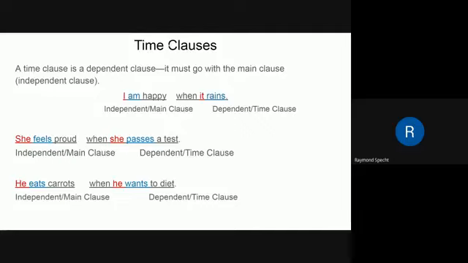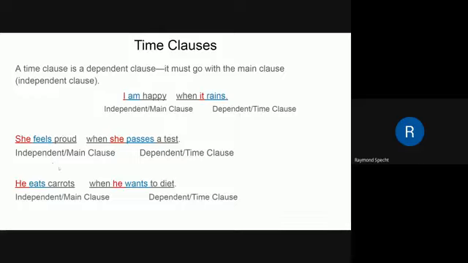All right, let's go over time clauses. A time clause is a dependent clause. It must go with the main clause. Main clause, also called an independent clause, right? So we have the independent or main clause, I am happy, and our dependent or time clause, when it rains. How do we know this is the time clause? When. All right, when is the time word here? So this becomes the time clause.